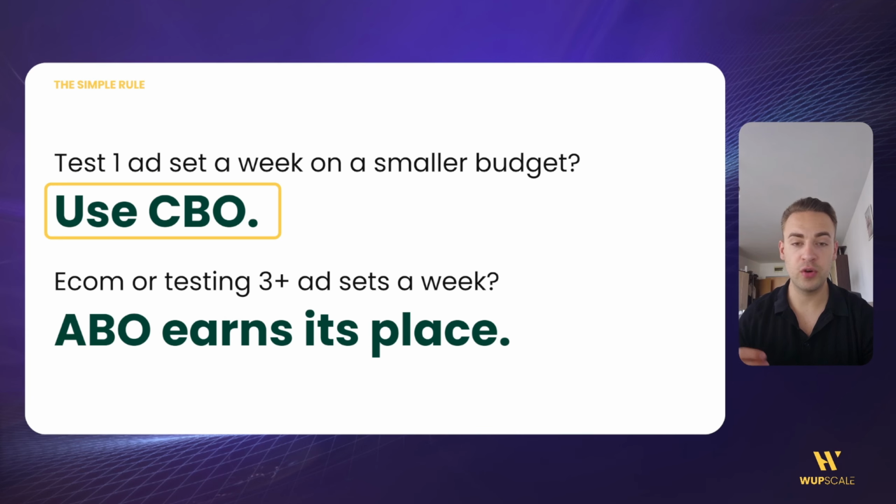If you have an e-commerce store or a higher budget, and you can afford to test 5 or 10 ad sets per week, you need more creatives, you are pushing higher volume for a big business, I would say ABO is the place to go, especially for your testing campaigns. But for the rest of the campaigns, so audience testing or scaling, I will still keep the CBO structure.